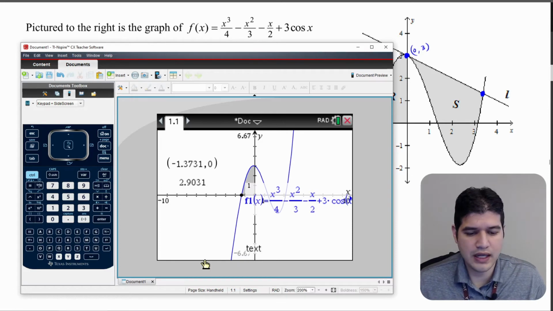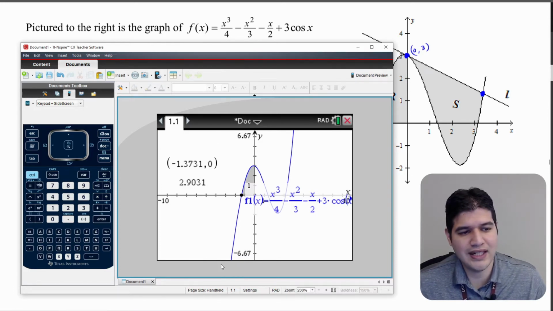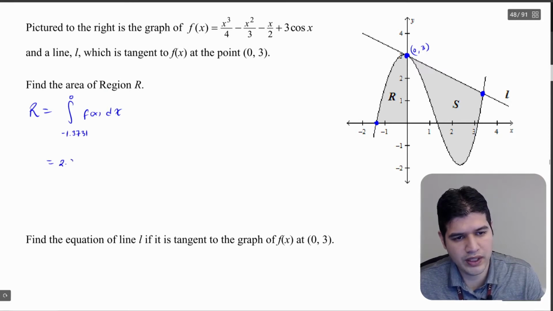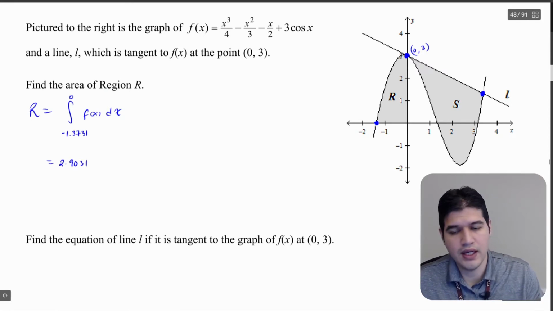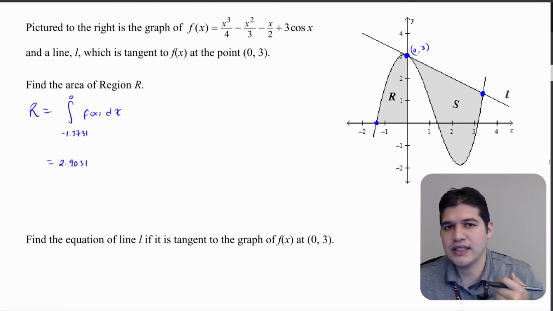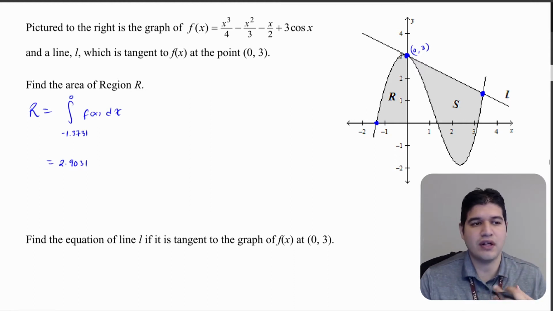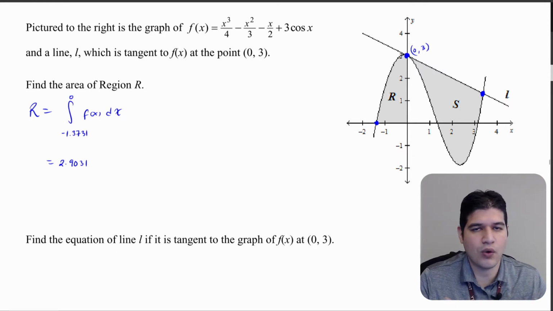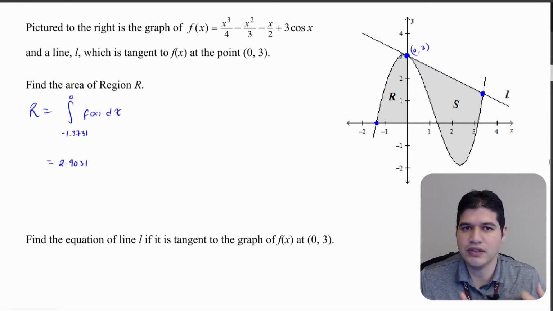And when I do that, my answer comes out to be 2.9031. So this is approximately 2.9031. And remember, if you go to 4 decimal places, that's great. You're never going to get a wrong answer. Otherwise, just go to 3 decimal places. Whether you round it or not, it is going to be counted as correct.